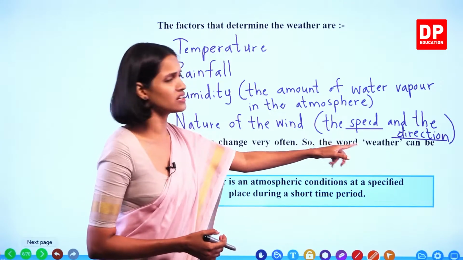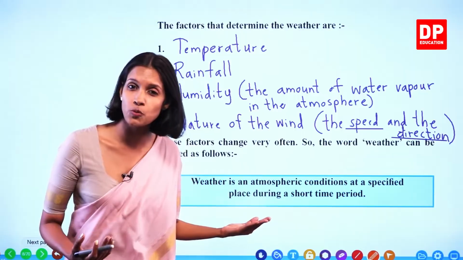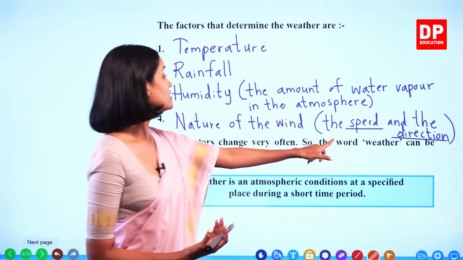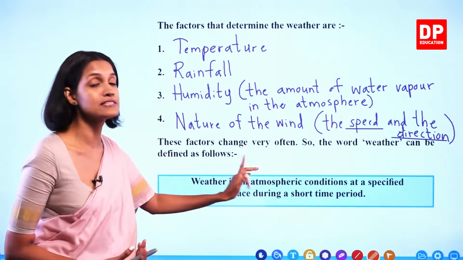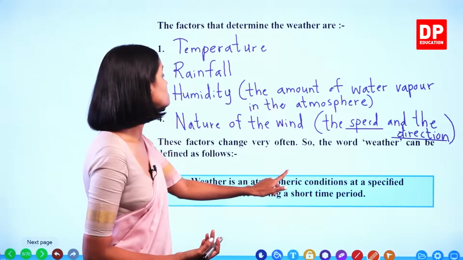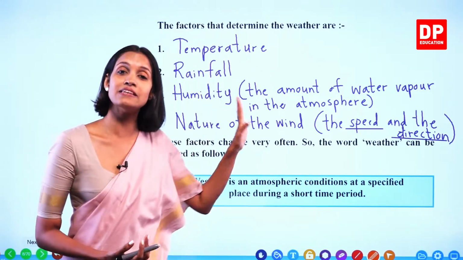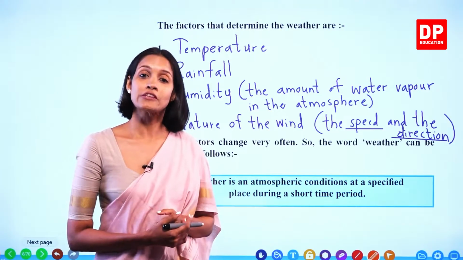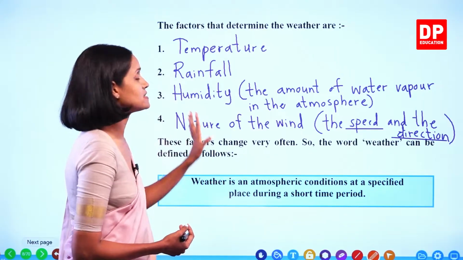So, the word weather. How do we write a definition for weather, children? Okay, what is weather then? So, the word weather can be defined as follows. Look at this very carefully. This is the definition of weather, right? Weather is an atmospheric condition, because all these changes take place in the atmosphere. Right, children? All these changes take place in the atmosphere.